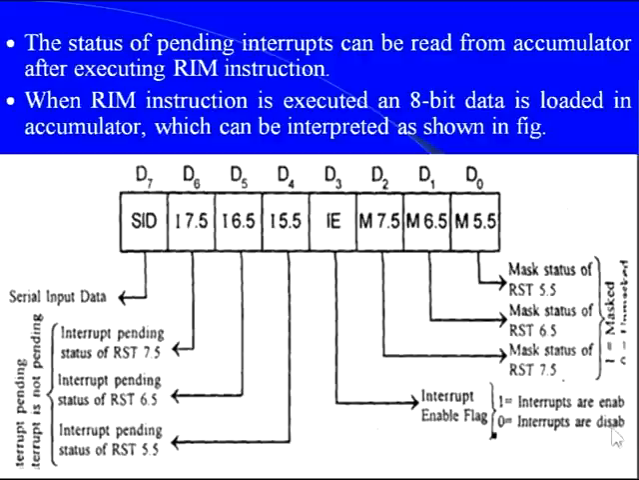Bit D2 is for mask 7.5. If the value of bit D2 is 1, that means that interrupt is masked. If the value of D1 is 1, we can understand that we have already masked interrupt 6.5. Similarly, D0 is used for 5.5. So SIM is for setting the interrupts as per our requirement, and RIM is for reading the status of the interrupt, whether what we set is correct, or what the current status is, where something is pending.